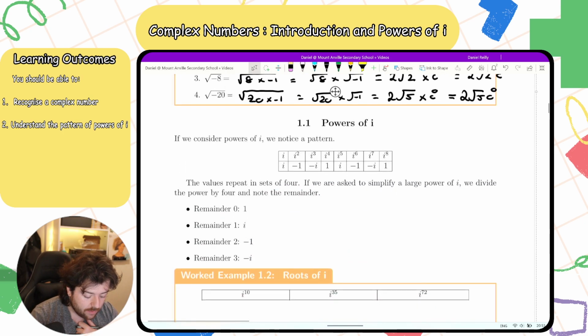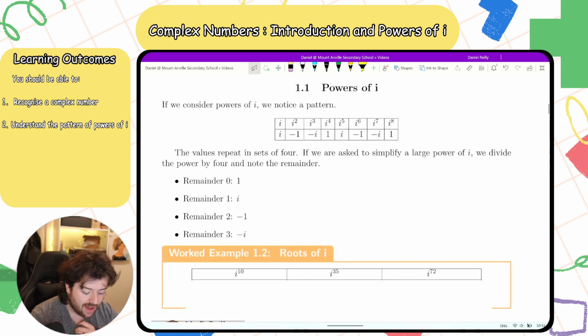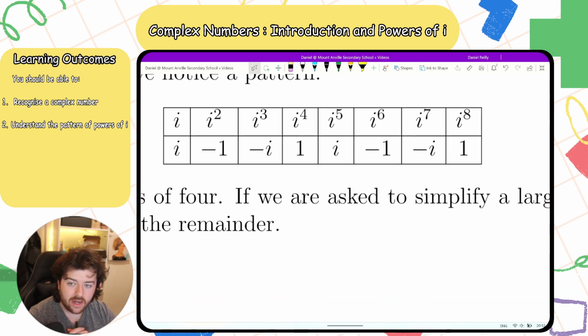So just another thing we need to be aware of is the powers of i, right? If we consider the powers of i, we notice a pattern here. i to the power of 1 is just i, i to the power of 2 is minus 1, i to the power of 3 is minus i, and i to the power of 4 is 1. Feel free to do that yourself. But i squared, we realize, is minus 1. Multiply by i, minus 1 times i is minus i. Multiply by i again, that would be minus i times i, which would be minus negative 1, which is going to be positive 1. And then we repeat the same process here.